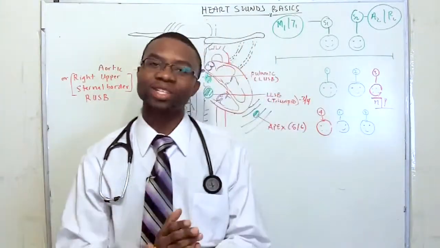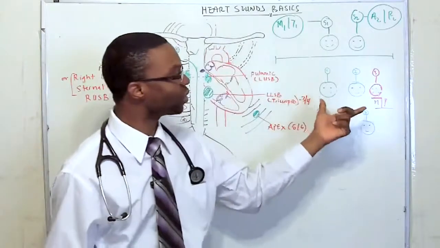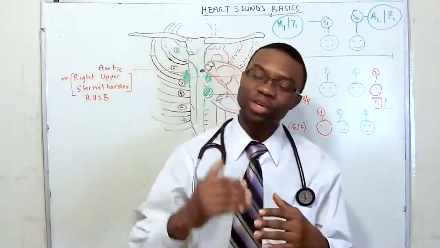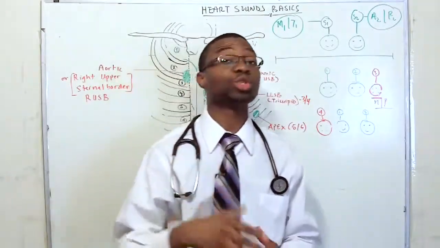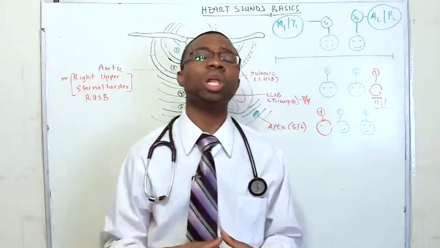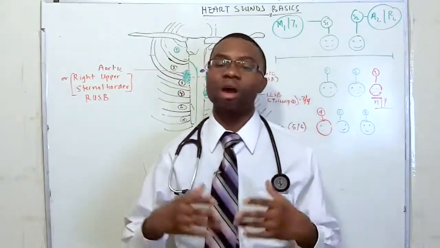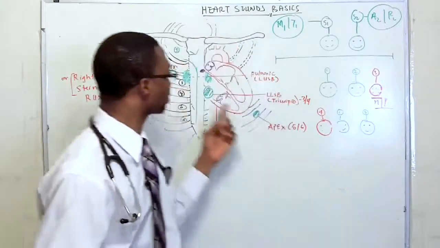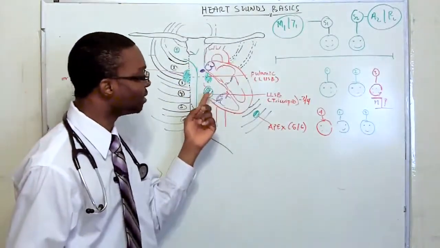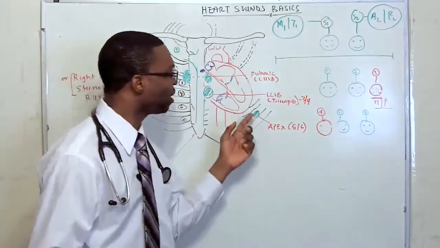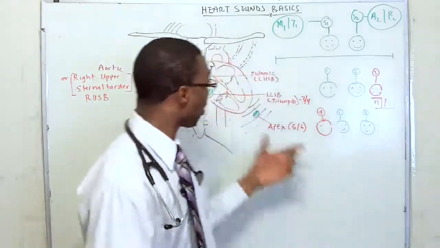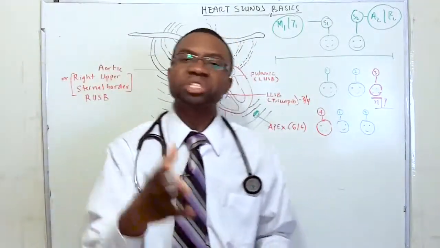If you just know S1, S2, and you're able to even detect S3 and S4 in patients, that's great. Because now you can build on your knowledge, and I want you to go to the website I'm going to write below as a description of this video, so you can go and learn about the more complicated aortic murmurs, aortic stenosis, pulmonary stenosis, aortic regurgitation, and tricuspid regurgitation, mitral regurgitation, mitral stenosis, all of the complicated pathologies of different heart sounds.